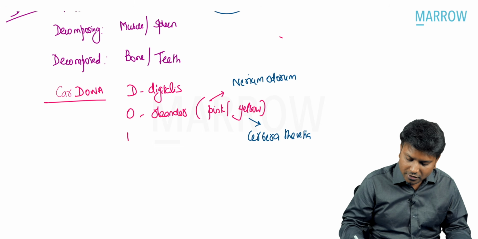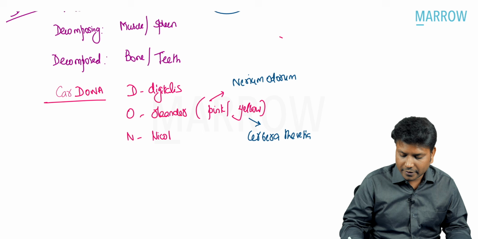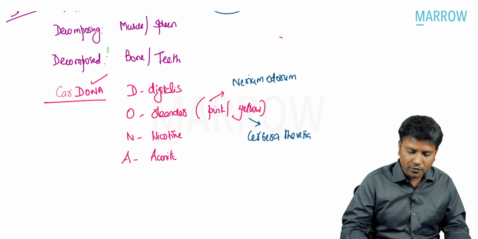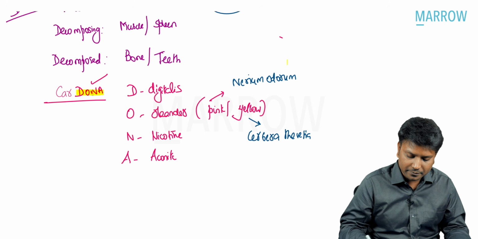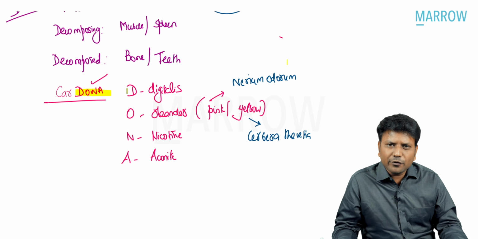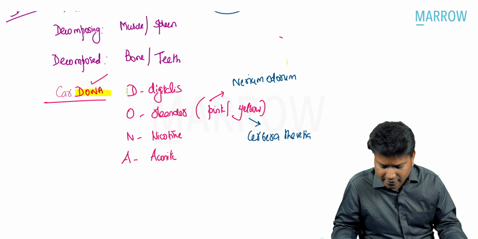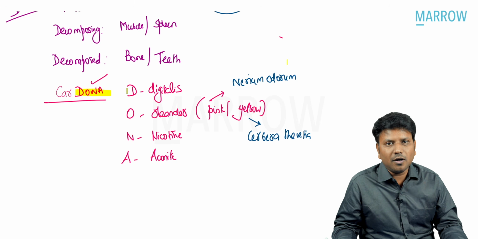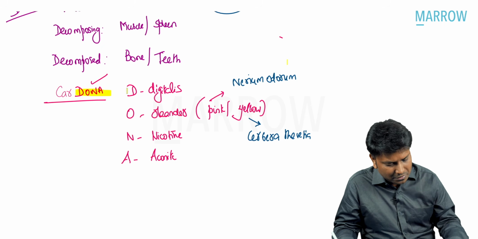Then we have N for nicotine. Nicotine is nothing but tobacco. And the last, A for aconite. These are the 4 cardiotoxic plants that you have to keep in mind. And if you get a case of cardiotoxic poison, you have to preserve the heart while you are preserving the organs for poison analysis. So remember, this is important.